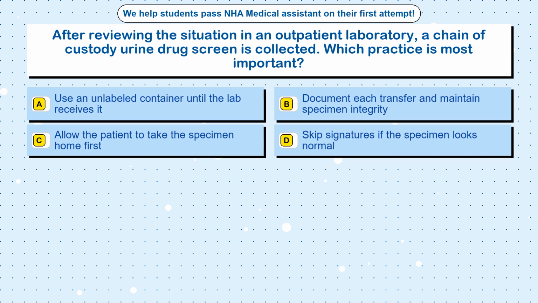Question 66. After reviewing the situation in an outpatient laboratory, a chain of custody urine drug screen is collected. Which practice is most important? Option A, use an unlabeled container until the lab receives it. Option B, document each transfer and maintain specimen integrity. Option C, allow the patient to take the specimen home first. Option D, skip signatures if the specimen looks normal.